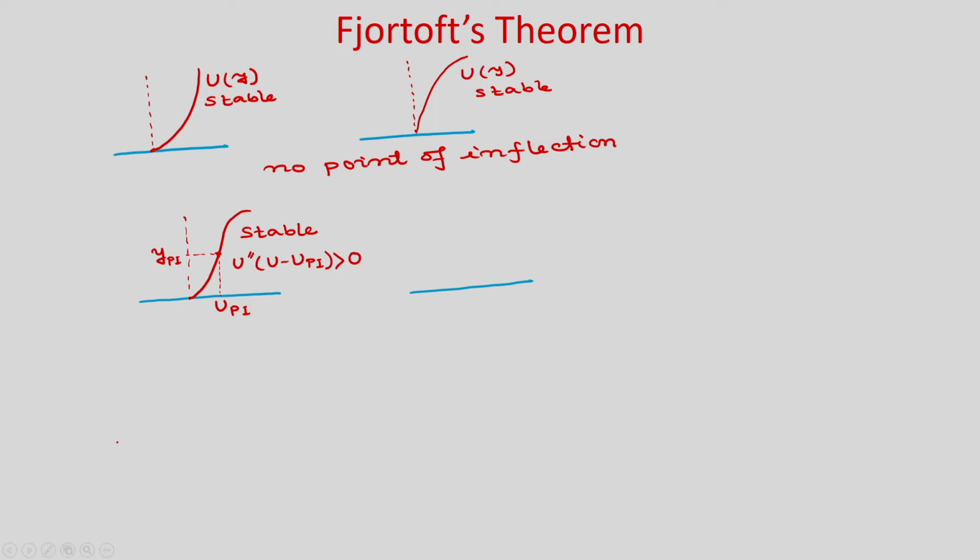Okay, and another case if you consider that you have the velocity profile like this. So you can see this is the inflection point. So at y PI we have the velocity UPI. Okay, so in this case you can see that u double prime into u minus UPI is less than 0. So this is possibly unstable.